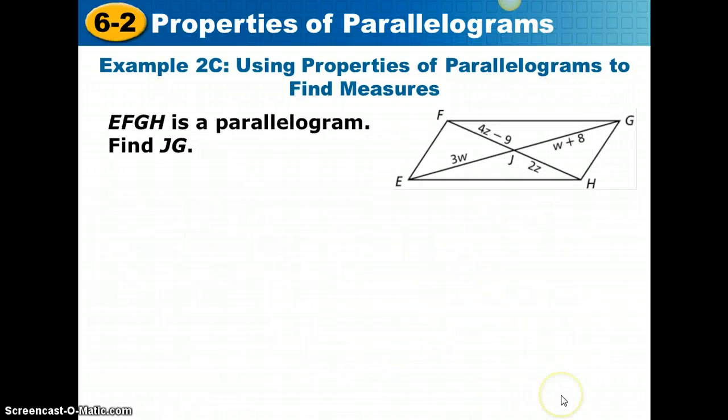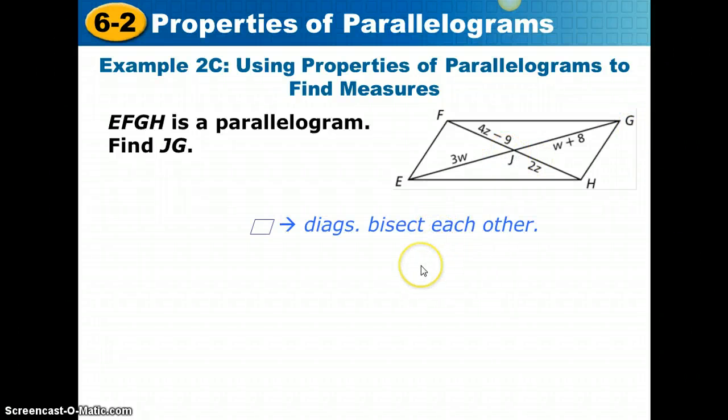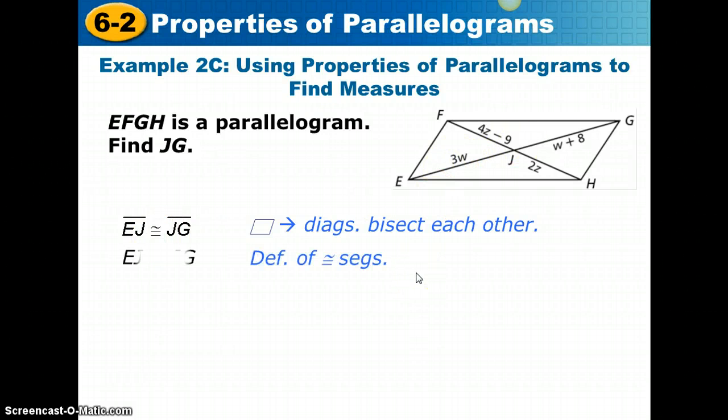In examples C and D of example 2, we are using the diagonals. The key property of parallelograms regarding diagonals is that the diagonals bisect each other. So to find JG, we're using the diagonal EG. J would be the midpoint. So we need to remember that in a parallelogram, diagonals bisect each other. That means that JG is half of EG, or that EJ and JG are congruent. I can substitute the values for EJ and JG, 3W and W plus 8, and solve for W.